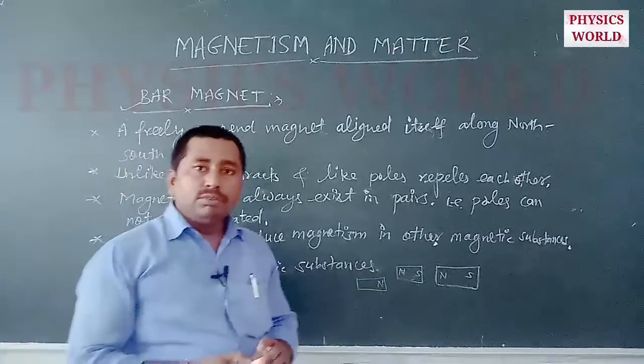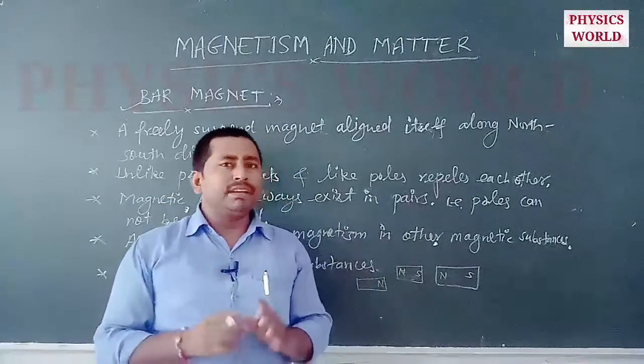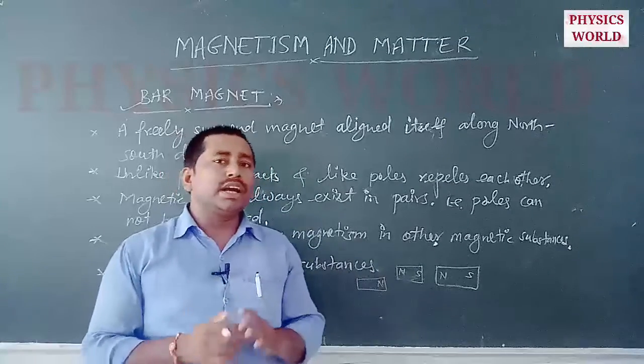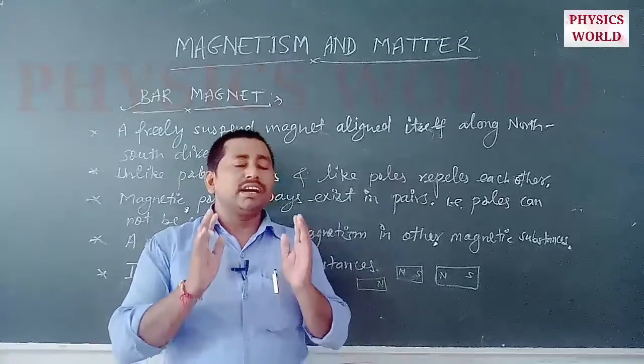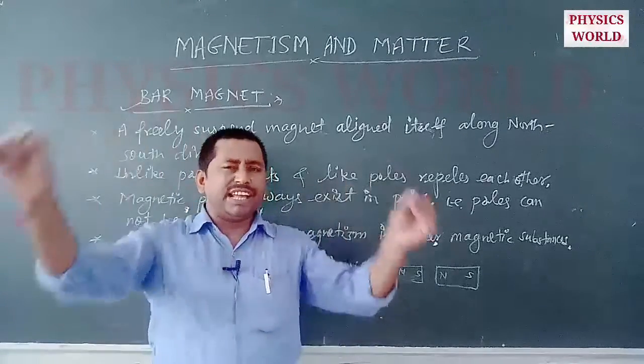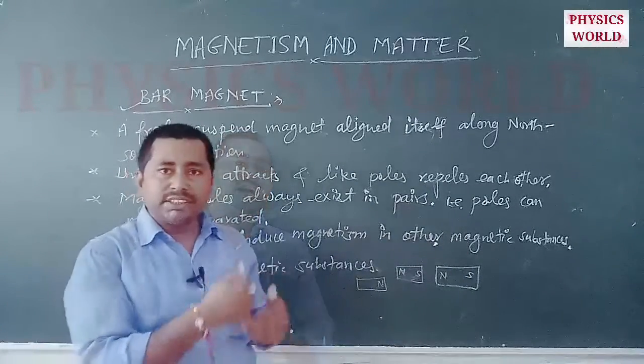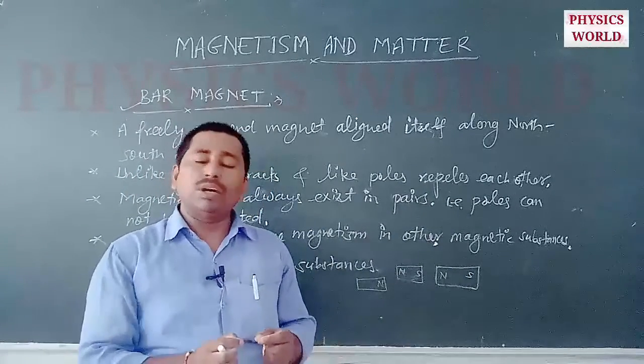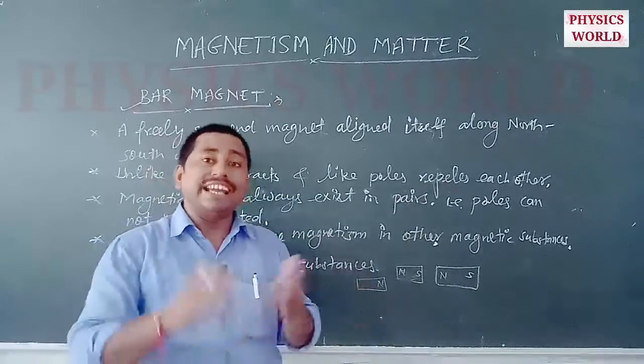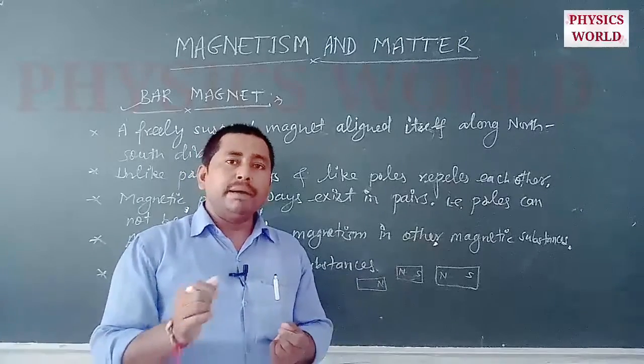In tomorrow's lecture we will provide a simple activity in which you can draw the form of the magnetic field lines around a bar magnet, and see what their nature is and what the direction of the magnetic field lines presented by a bar magnet is.